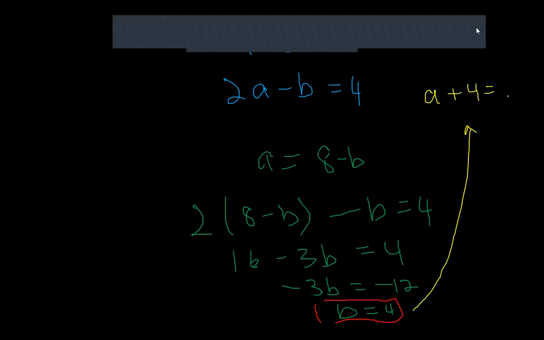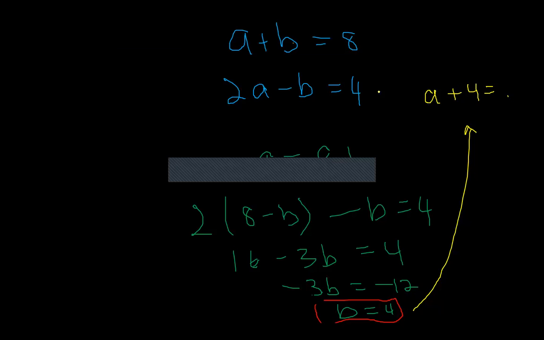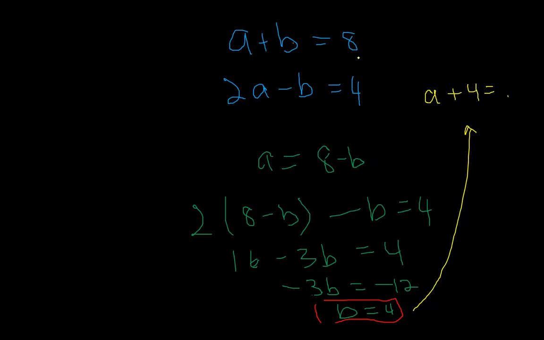Oh, that's what I was trying to check. Okay. So if I know b is 4, I can say a plus 4 is supposed to give me 8, looking at this first equation. And therefore, a is equal to 4. Everybody good with that?